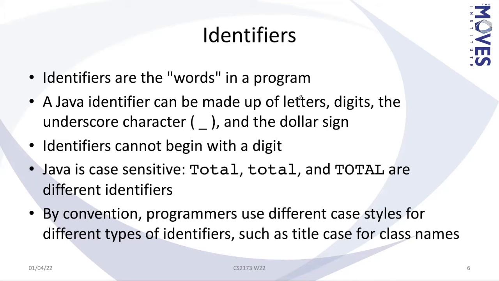The other thing is that it's case sensitive. So here, notice total with a capital T, total all lowercase, and total all uppercase. Those are 3 different identifiers. You can have all 3 in the same class. Now, that is not recommended, by the way. Just because you can do something doesn't mean that you should do something. Even though you could have all 3 of these in the same class, it would be really bad style.